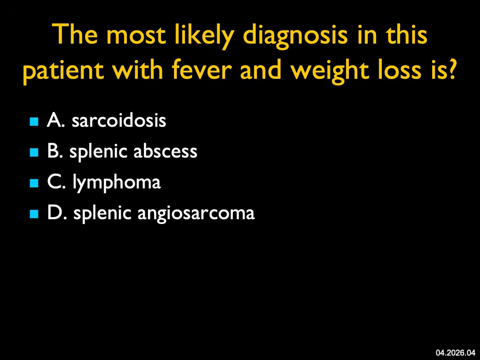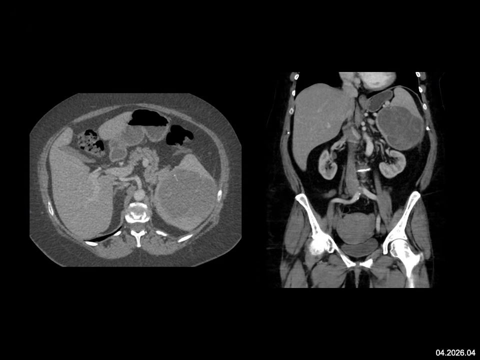The most likely diagnosis in this patient with fever and weight loss is, well, there's a large splenic lesion. It's not going to be sarcoid. Those lesions are smaller and multiple. This could be a large splenic abscess. I don't see anything else in the abdomen. So splenic abscess is a thought.